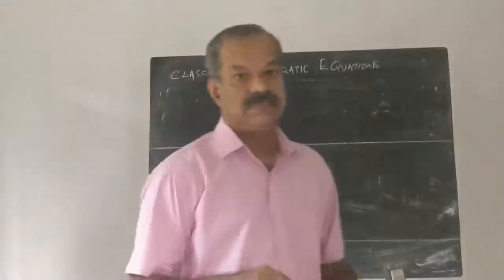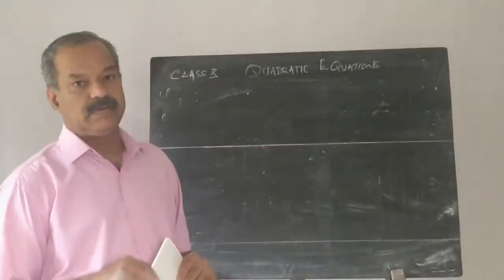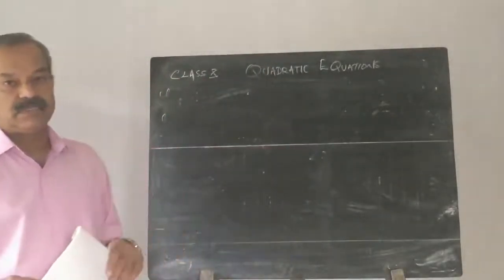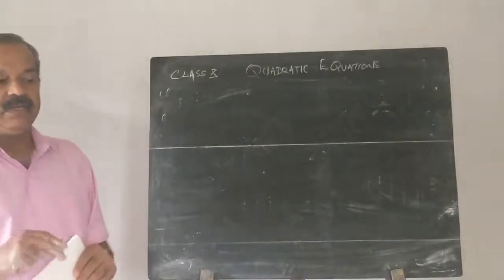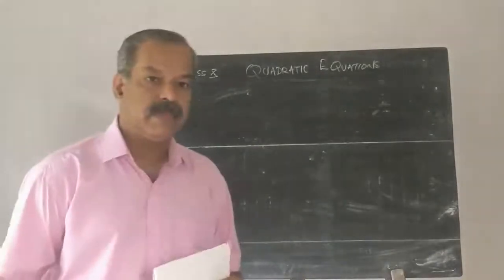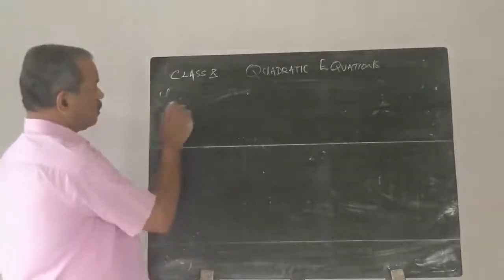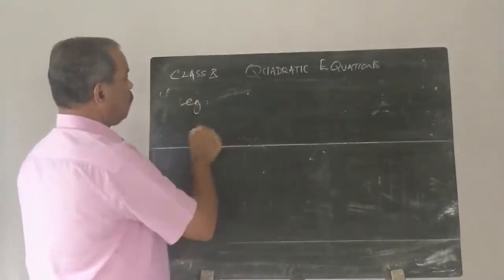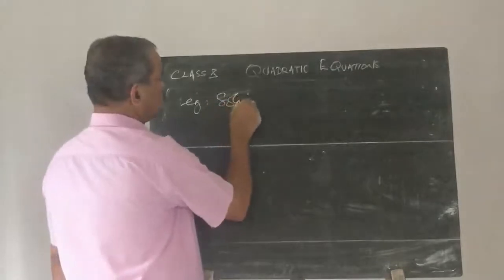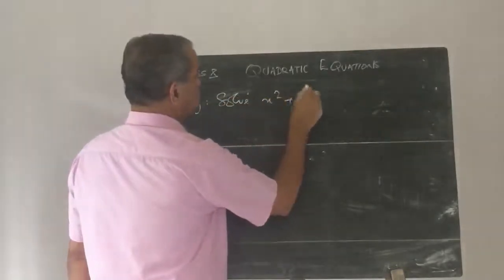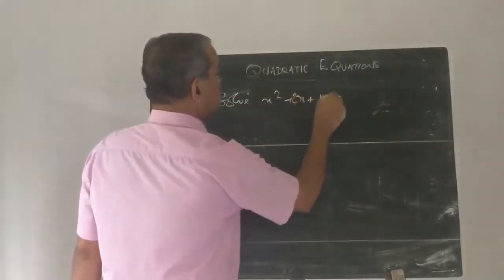So what is the first method of solving a quadratic equation? Factorization. Actually, we are using the splitting the middle term method for finding the solutions. Another example we can consider. Solve x square plus 2x plus 1 equal to 0.